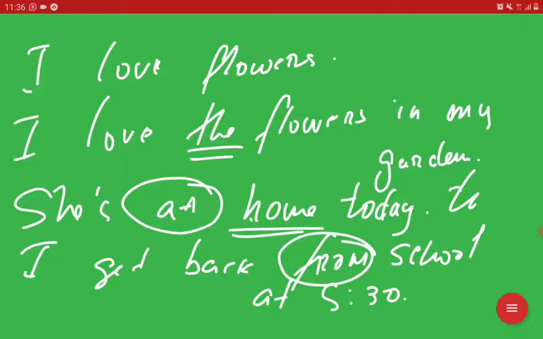But in other circumstances, you can use it, okay: the school is beautiful. And we know that when I say the school is beautiful, I'm talking about a specific school which is in my city, okay? The school is beautiful, the church is open, but I'm going to church, right? Not I'm going to the church, all right?